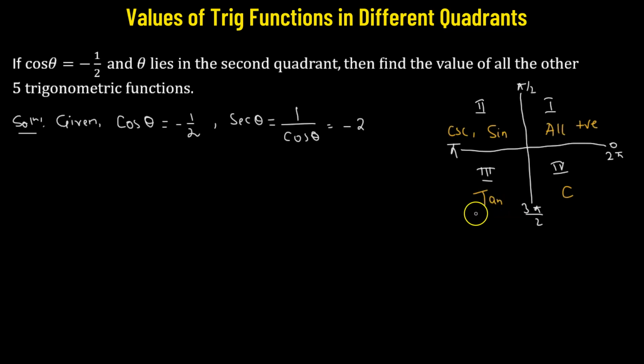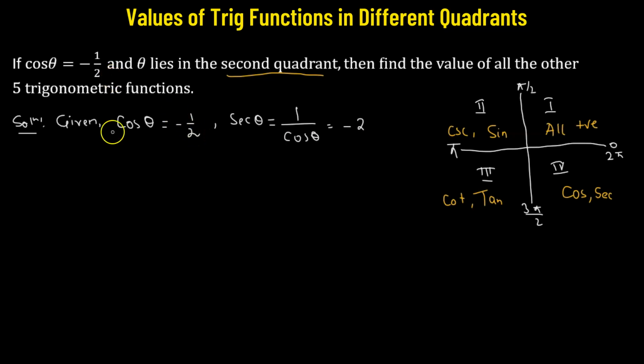In the third quadrant, we have tangent and cotangent. They are going to be positive, the rest are going to be negative. And finally, in the fourth quadrant, we have C, which is the cosine, and we also have the secant function. These 2 functions are going to be positive and the rest are negative. Since we are in the second quadrant, where only the sine and cosecant functions are positive, the cosine function and secant function give us a negative value.